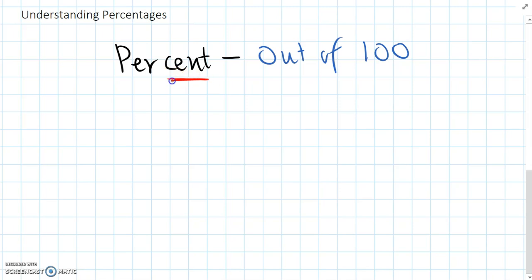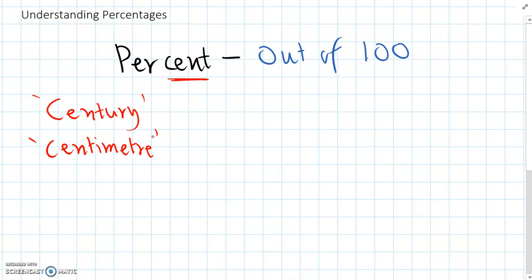Because cent means 100. We've seen cent before in words like century, which means 100 years, and centimetre, which means 1/100th of a metre, if we split a metre up into 100 parts. So percentages are similar to fractions, and they're a way of measuring a certain number out of a total.